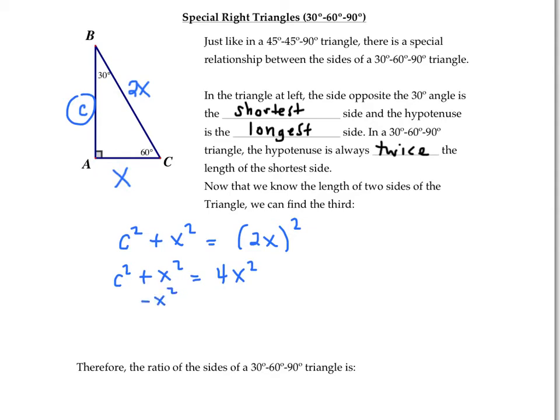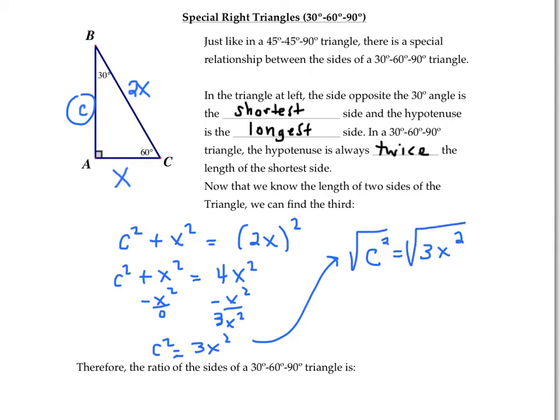Okay, take and subtract x squared from both sides of the equation, and we'll be left with 3x squared over here. So we're going to have c squared is equal to 3x squared. All right, now think about that. We want to solve for c. What could we do to solve for c? We're actually going to take the square root of both sides of the equation.